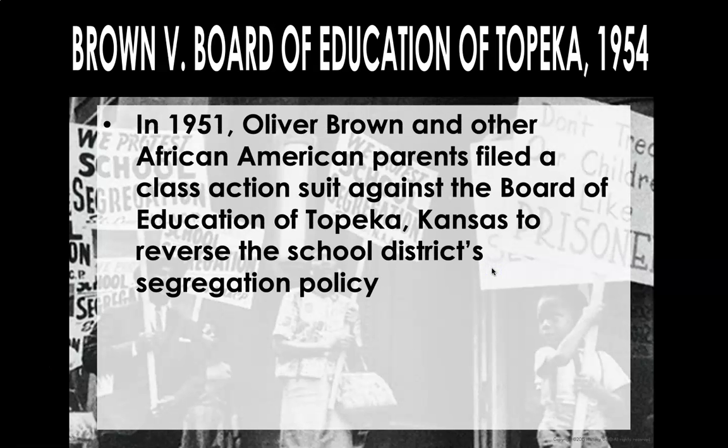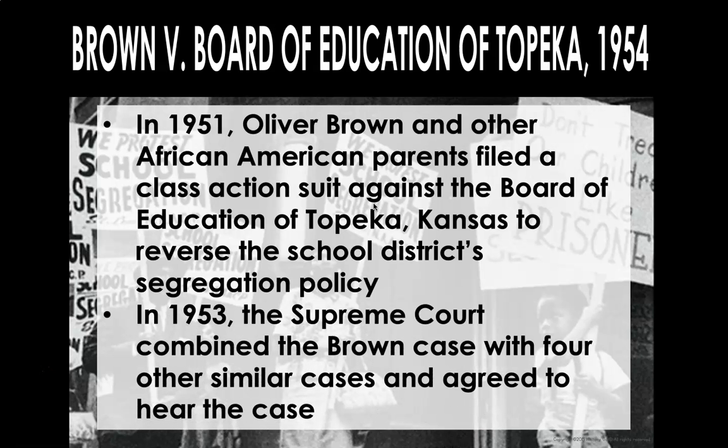In 1951, Oliver Brown, who is going to be the person representing Brown here, is the one that is going to have the complaint against the Board of Education of Kansas. So Oliver Brown and other African-American parents filed a class action lawsuit against the Board of Education of Topeka, Kansas to reverse the school district's segregation policy. In 1953, the Supreme Court combined the Brown case with 4 other similar cases and agreed to hear the case.